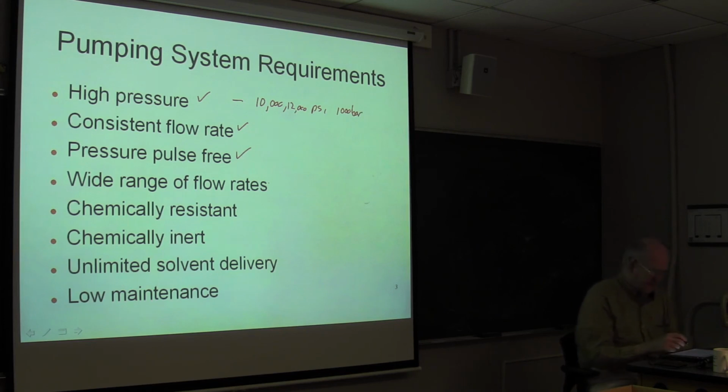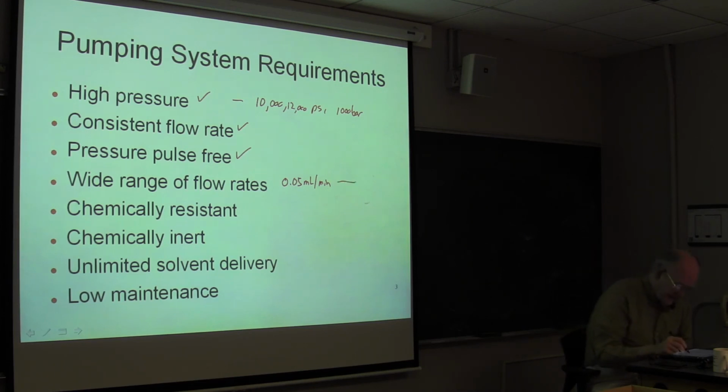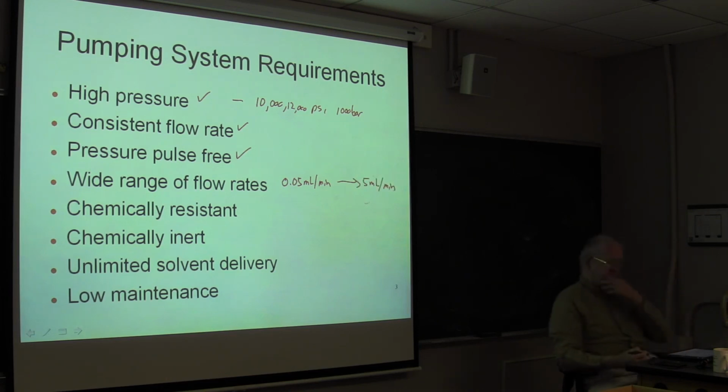Wide-ranging flow rates. Very few pumps work well below 0.05 mLs per minute, except pumps designed especially for capillary liquid chromatography. And for analytical purposes, the top end is about 5 mLs per minute.